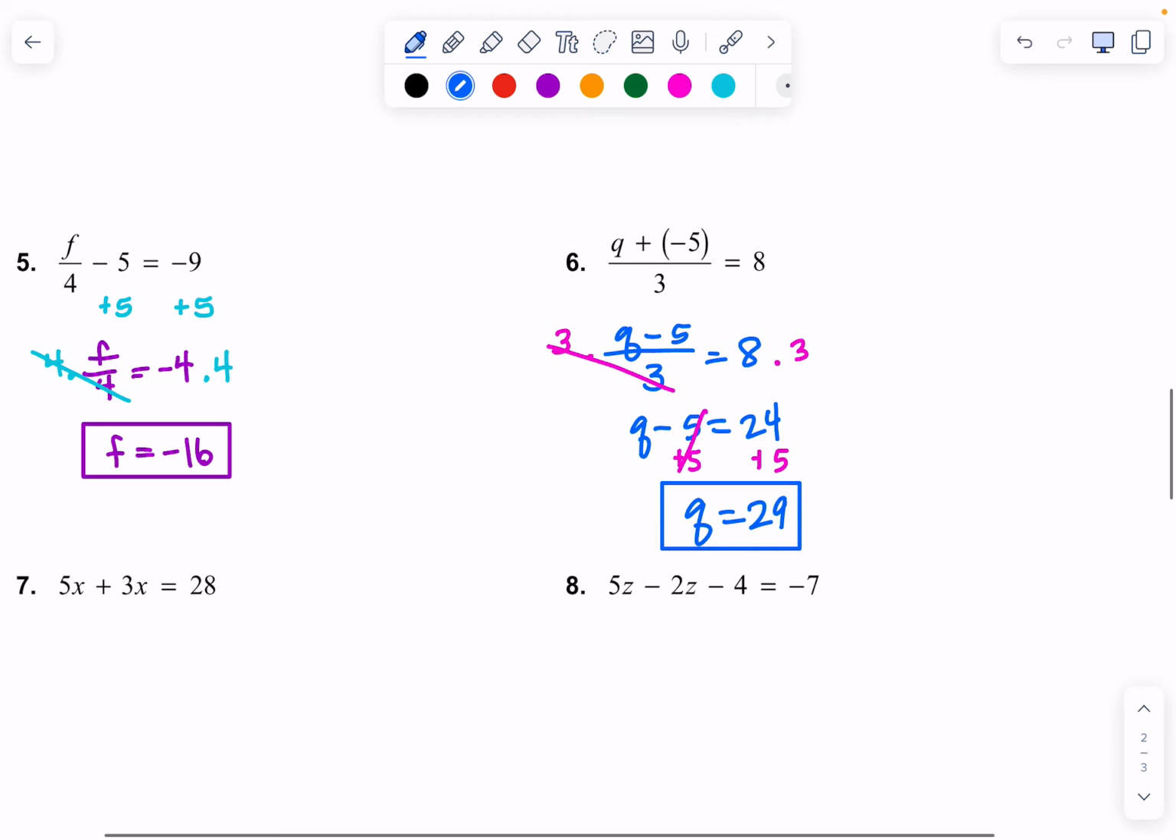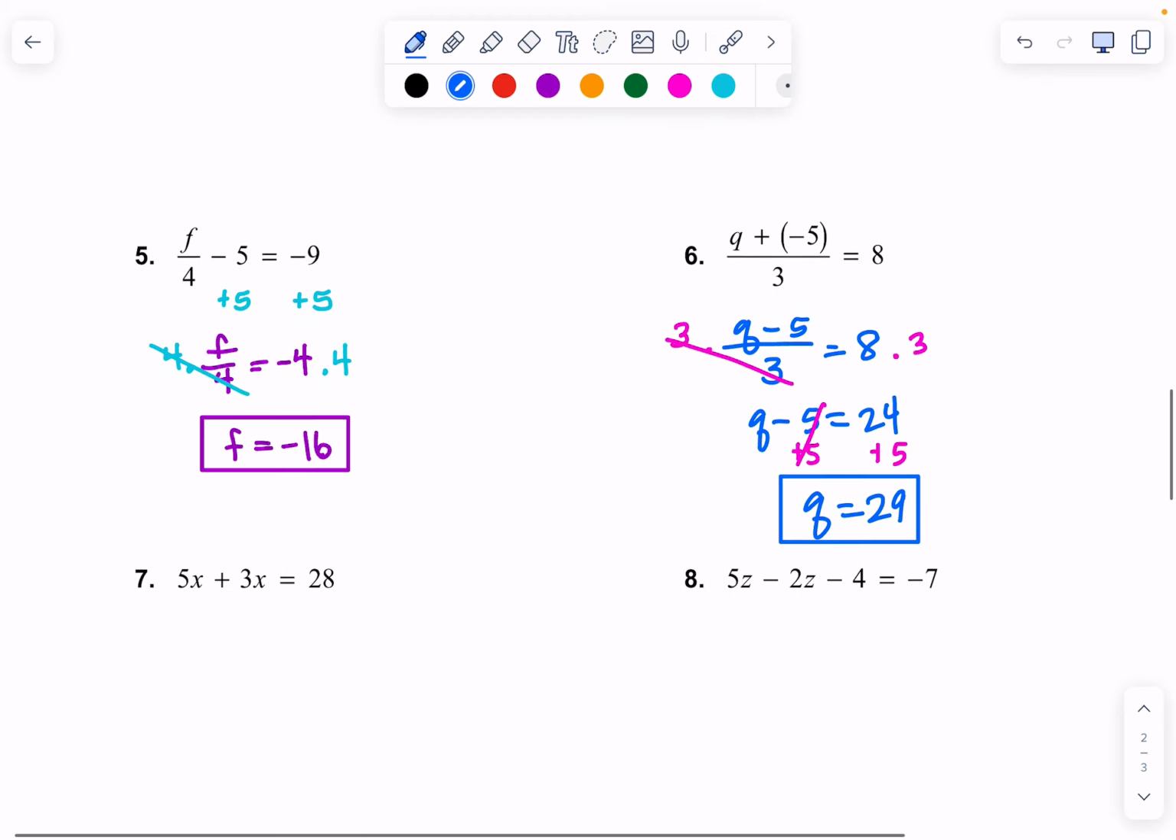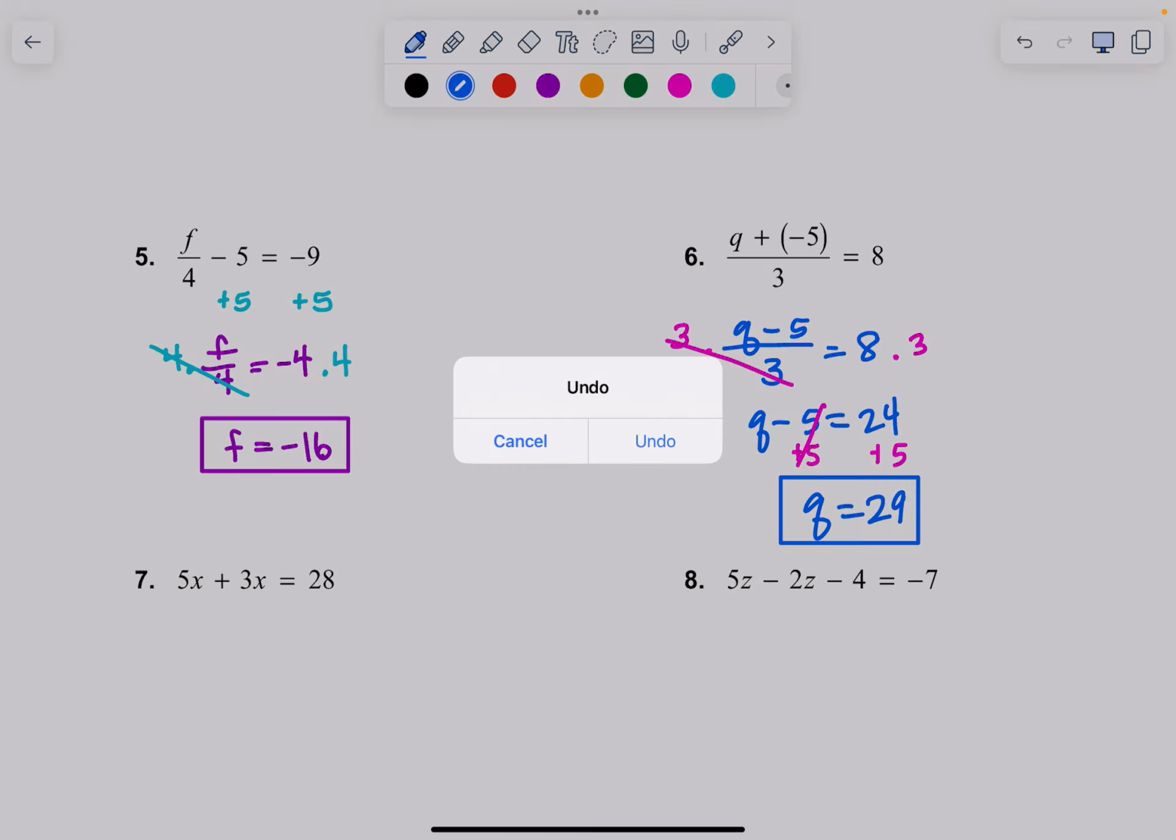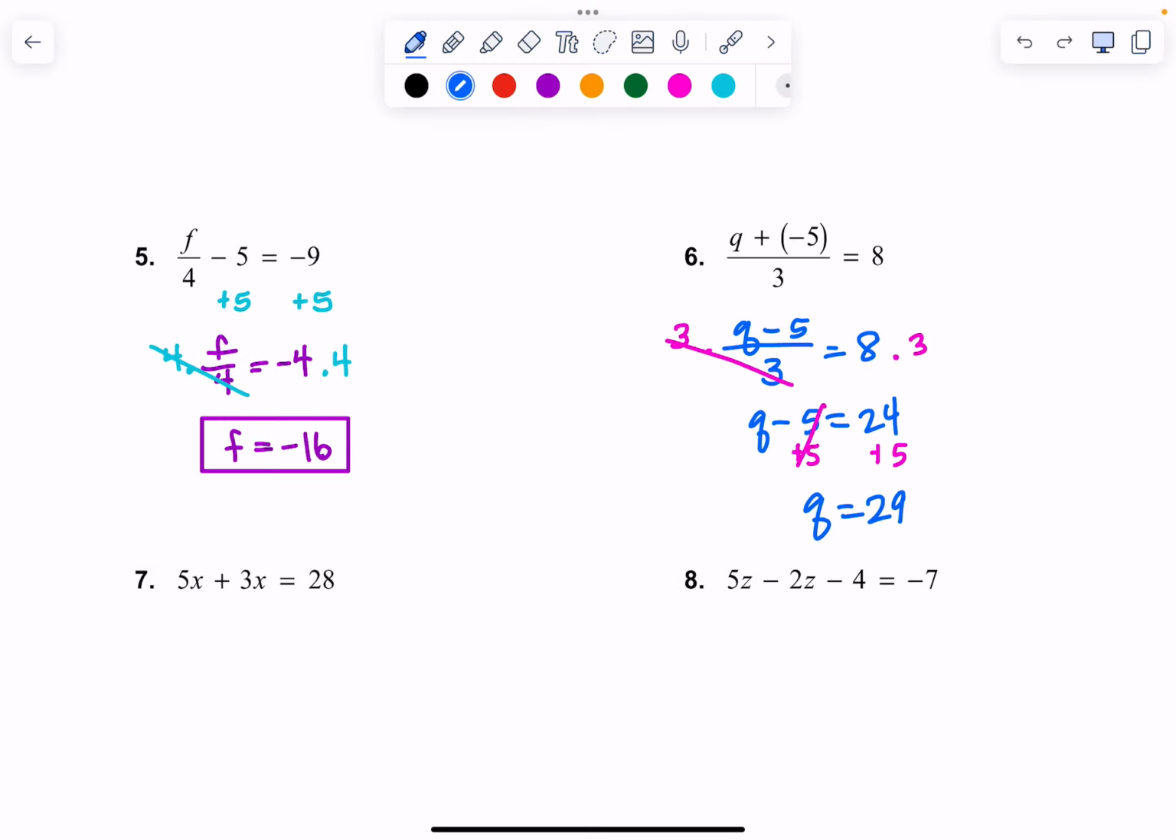How do we feel about that? Okay, I want you to look at the differences between number 5 and 6. Why we did the addition first and then the multiplication in number 5 versus we did the multiplication and then the addition in number 6. Just want you to really look at the difference between those two. Okay.